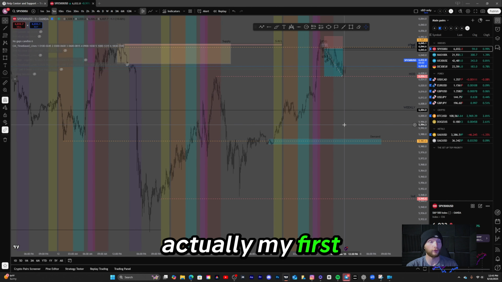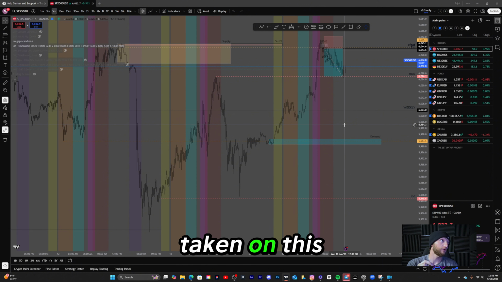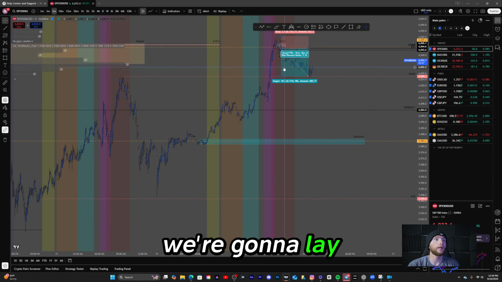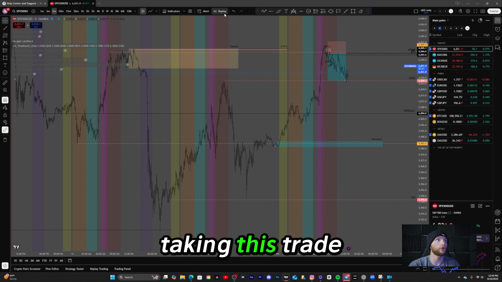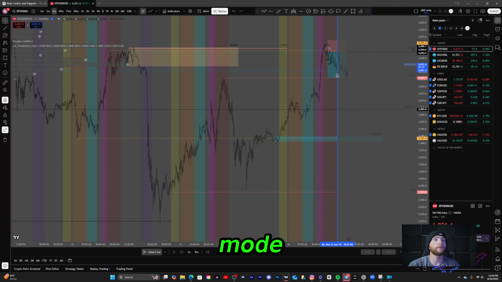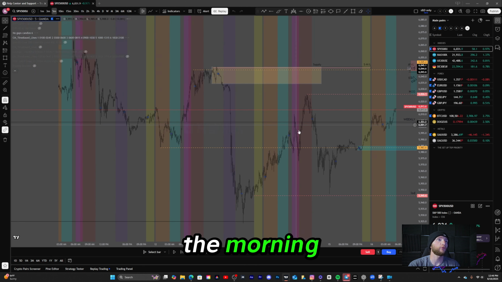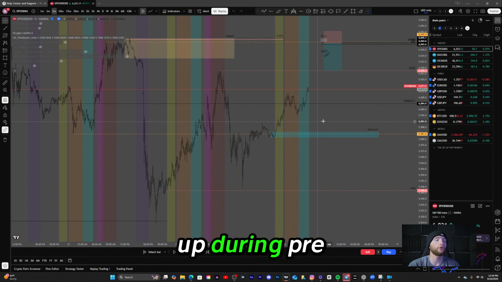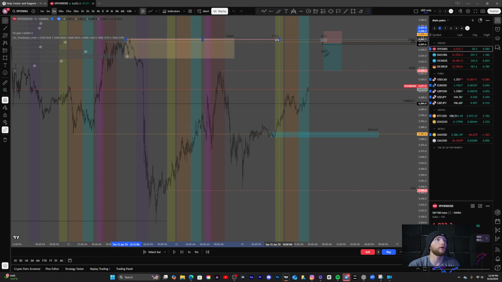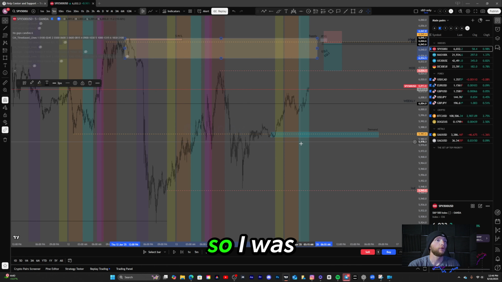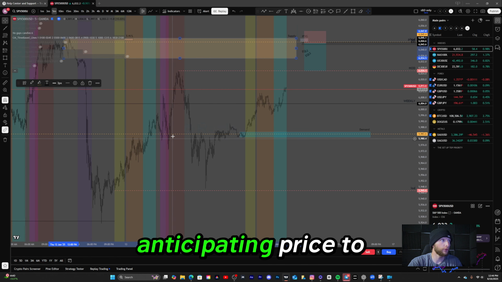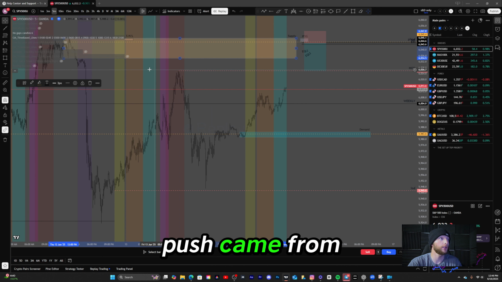This is actually my first trade that I've taken on this pair. Now we're gonna lay out what I was looking at prior to taking this trade. So we're gonna go to replay mode, and I waited for price. I've been up since 5 in the morning, so we were up during pre-New York, and I was anticipating price approaching this supply right here. This was a 30-minute and a 1-hour supply. So I was anticipating price coming up here because this is where the true push came from.